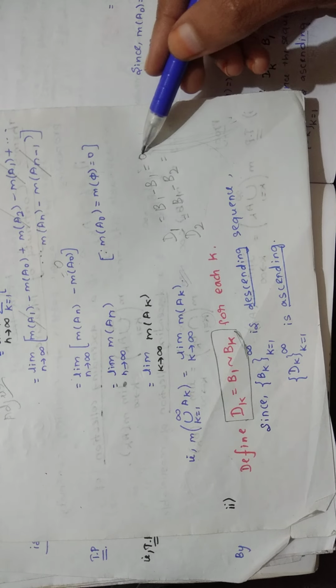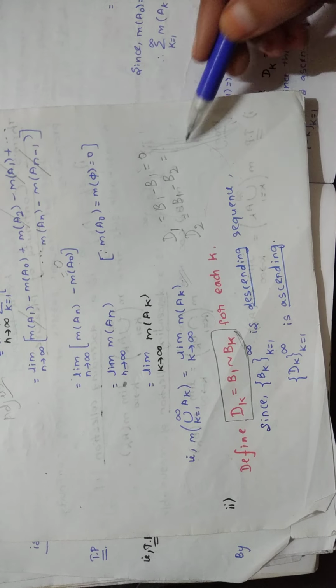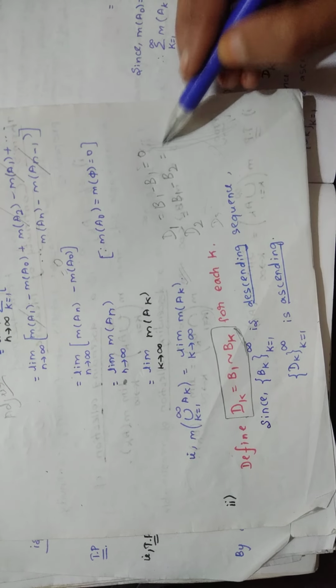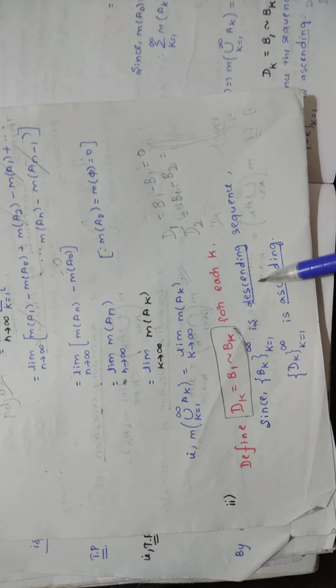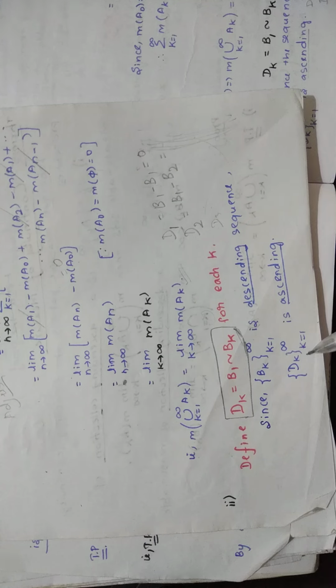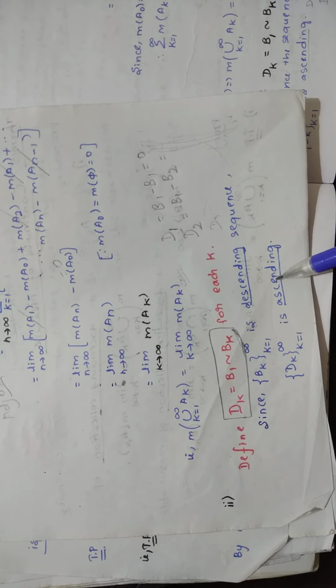The number that comes after 0 will be bigger than this 0, and when you find d3, that value will be bigger than this. So it will be in ascending order. That is why, since bk, k equal to 1 to infinity, is a descending sequence, this dk sequence will be ascending. So this is an ascending sequence.